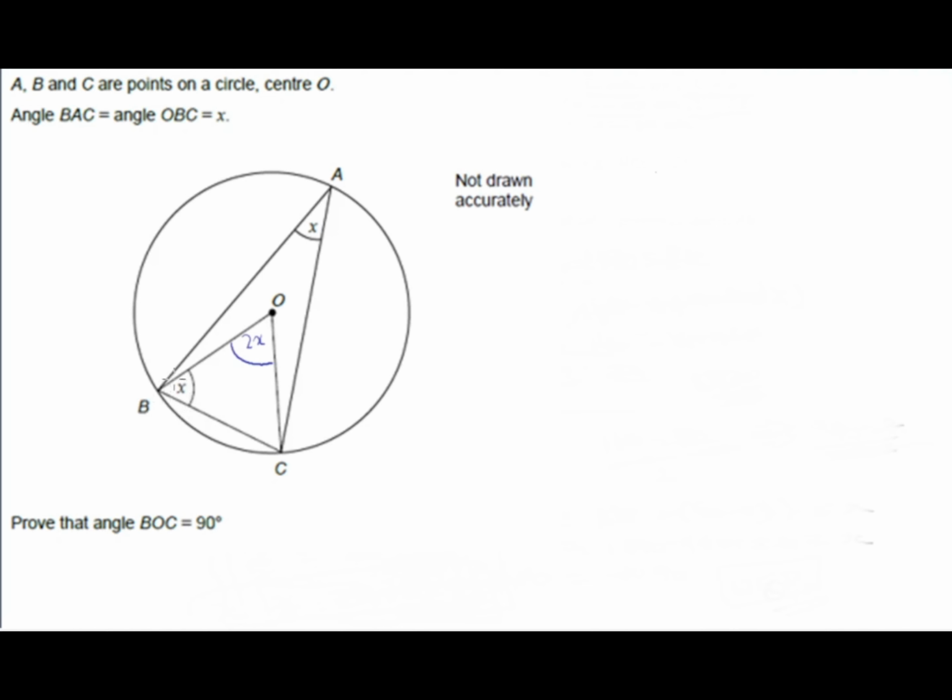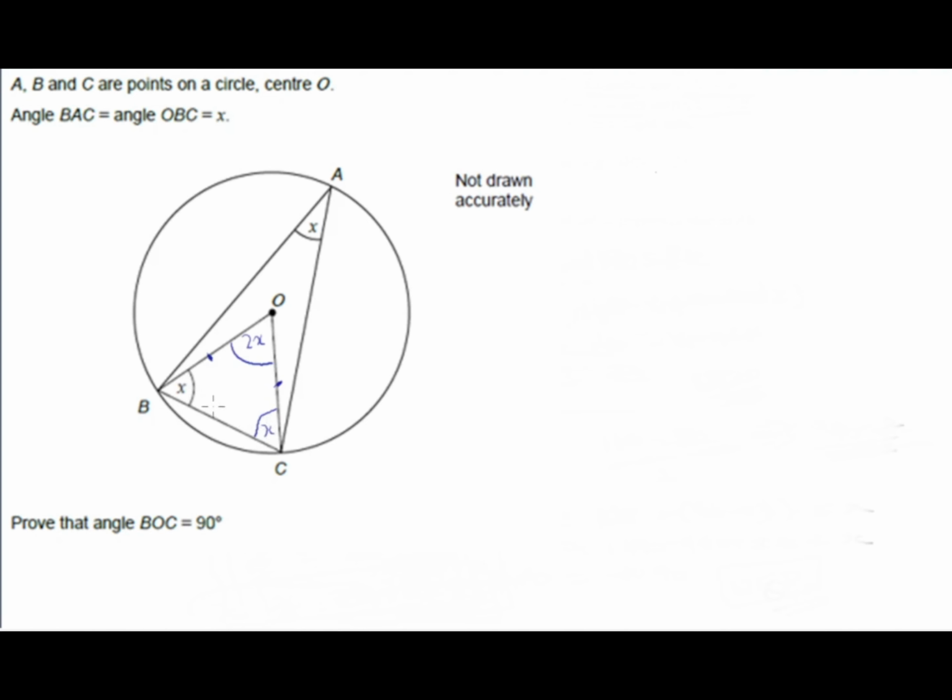Now, if we look carefully, we would see that BO and CO, they're both radii. All right, so we can just make a mark just to say that these two sides are of the same length. Now, when we're talking about angles in isosceles triangles, we know that the base angles of an isosceles triangle are equal. So the base angle here is x, so this base angle here is also going to be equal to x.